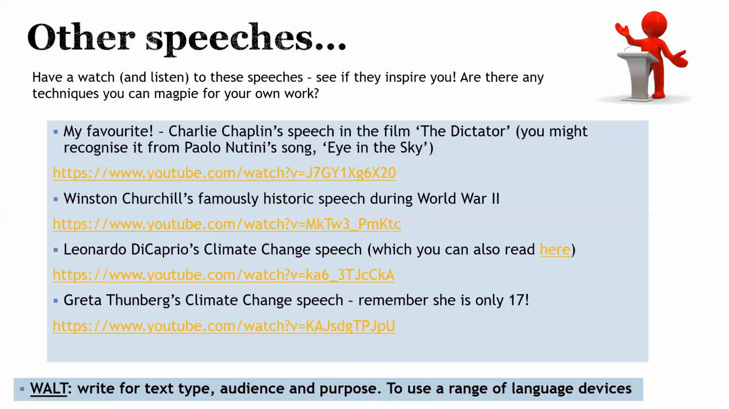Winston Churchill does his famous speech: we will fight them on the beaches, we will fight them in the air, we will fight them on the land. That's a really good one. He does sound very slurred, but if you listen past his voice, you can hear how good it is.